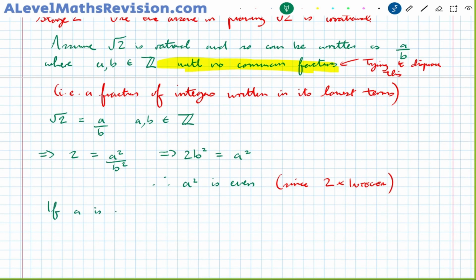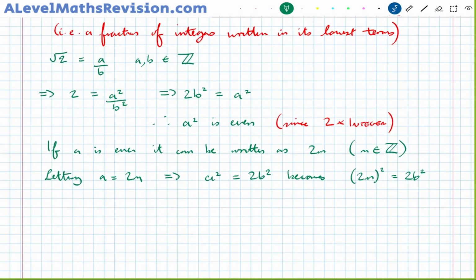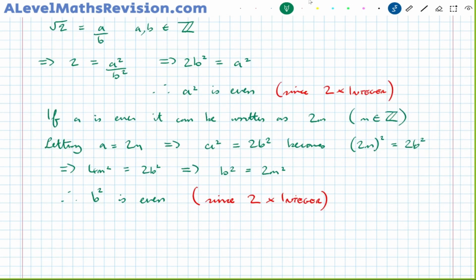If a is even, it can be written as 2m, where m is an integer. So letting a equals 2m now, this means that a squared equals 2b squared becomes (2m) squared equals 2b squared, like that. Which means that 4m squared equals 2b squared, which means that b squared equals 2m squared, and b squared is even.